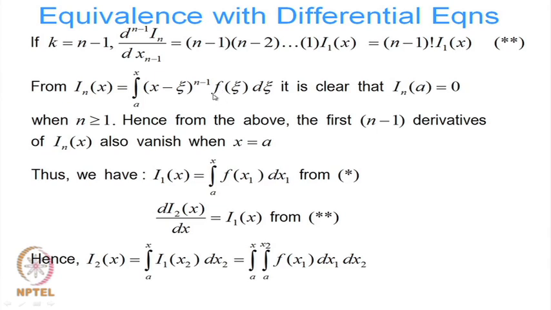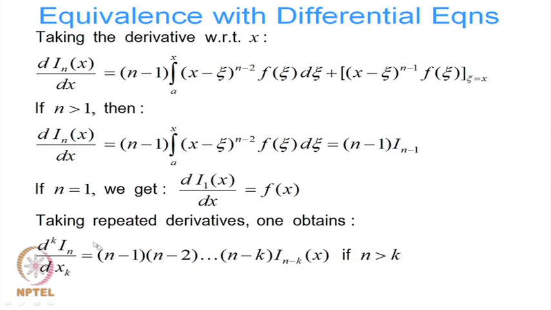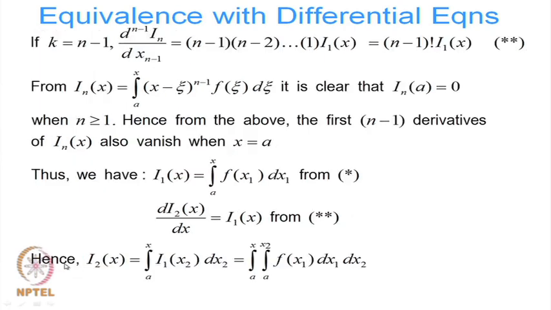Since the derivatives can be expressed in terms of the lower In, d^(n-1) In/dx^(n-1), for instance, can be represented in terms of I1, as we have seen before. So d^k In/dx^k can be represented in terms of In minus k. That means all of the derivatives at x equal to a must also be equal to 0. Hence, from the above, the first n minus 1 derivatives of In of x also vanish when x is equal to a. Is that clear?